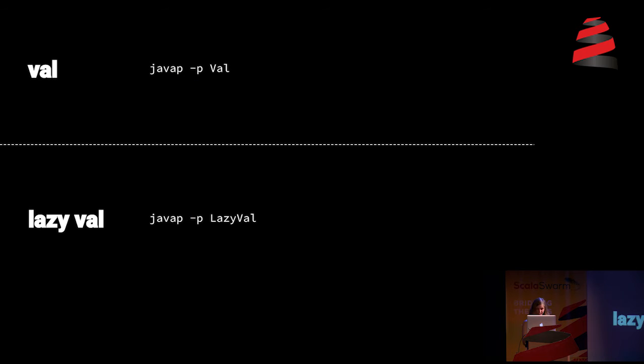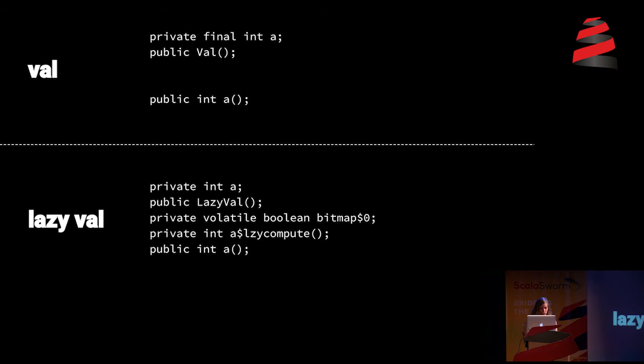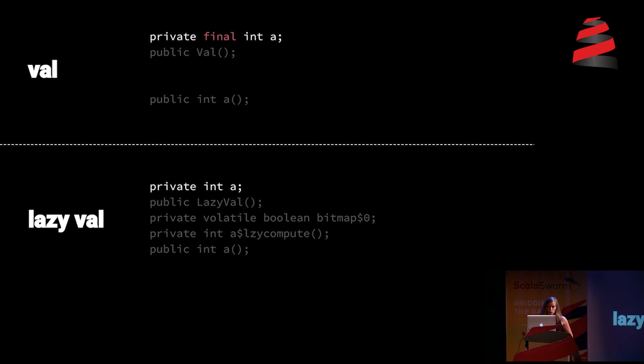Okay, so again, I use Java P, and this is what I got. Both classes have a private member A. We already saw that it is final for val, and for lazy val, it is not final. It makes sense because if it was final, it should have been initialized either in the declaration or in the constructor. But this is lazy, so it might need to be initialized later.